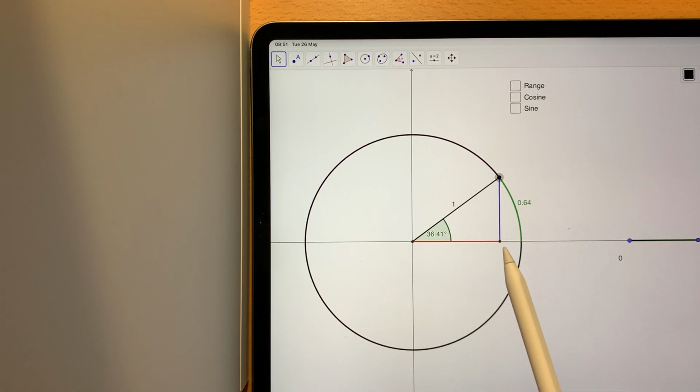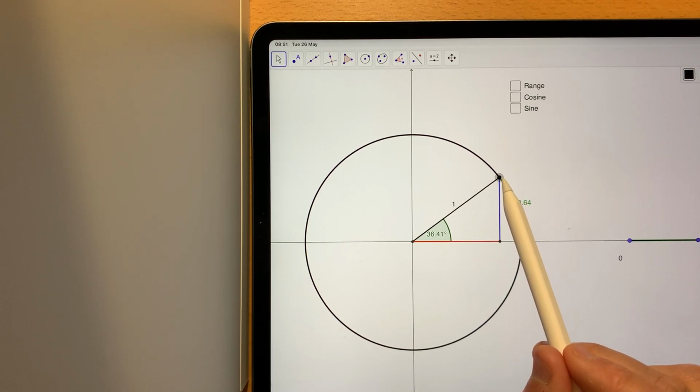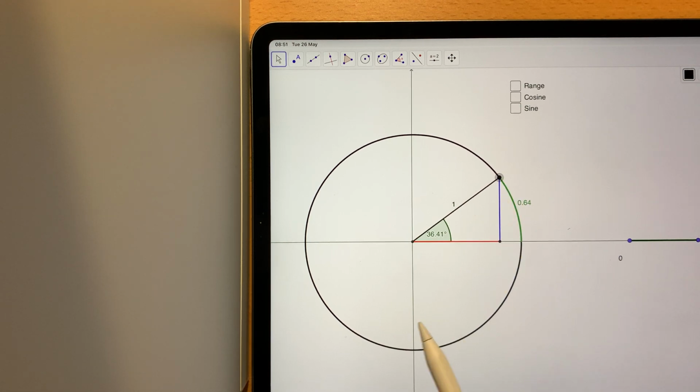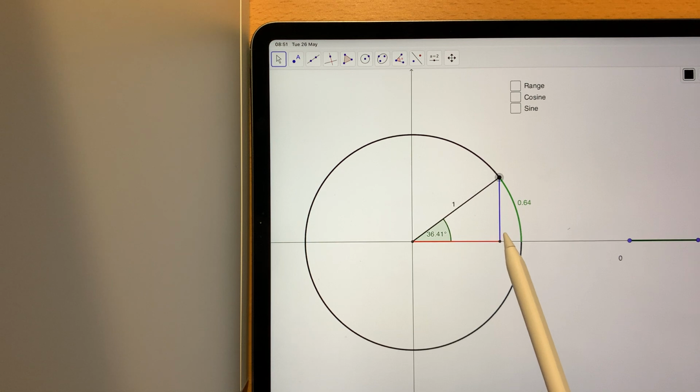Before we start, let's have another look at the unit circle. You can clearly see a unit circle with radius 1 here. You can see the radian measure 0.64, and the degree measure, which is the corresponding value in degrees, 36.41 degrees. This point has an x coordinate and a y coordinate. The x coordinate is in fact your cosine value, and the y coordinate is your sine value.